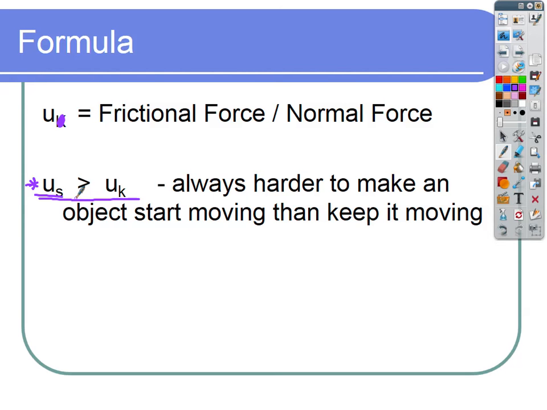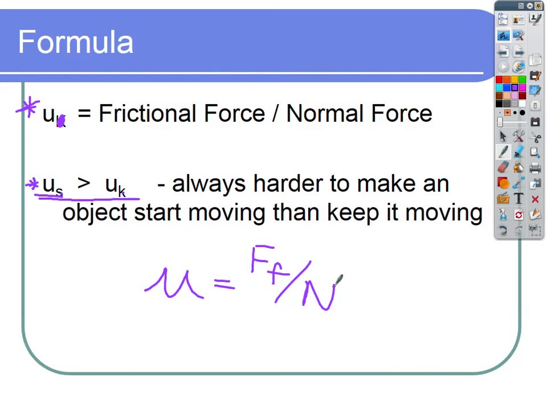And so that leads us to the formula for mu. And I erased the k there because it doesn't matter. This is the formula for the coefficient of friction, whether it's static or kinetic. The coefficient of friction is always equal to the frictional force over the normal force. I'll write it down here. The coefficient of friction is always equal to the frictional force divided by the normal force.